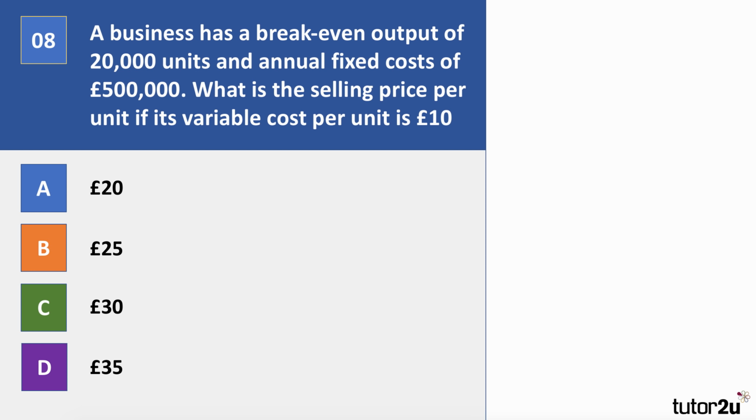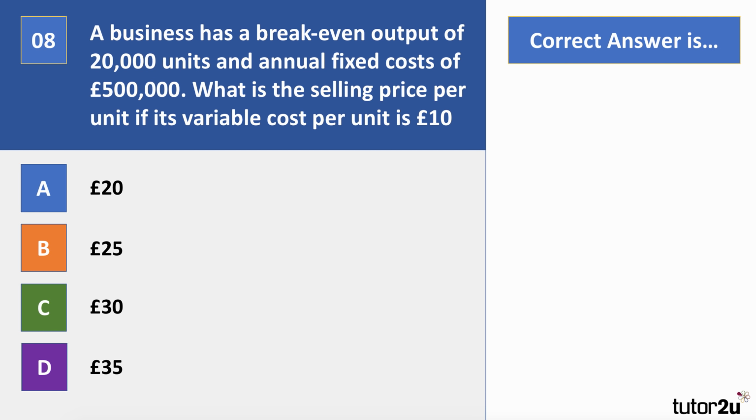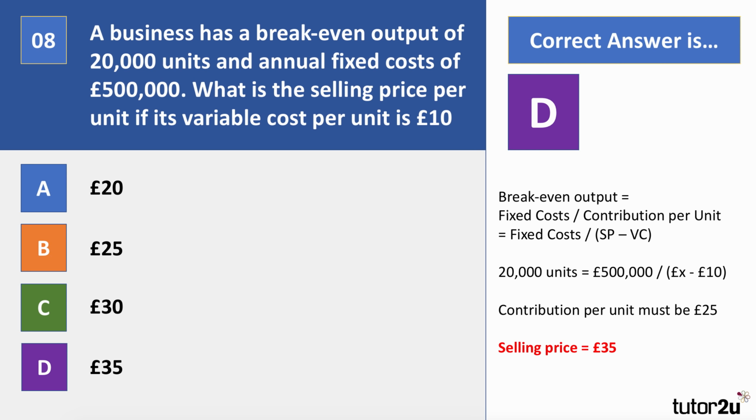The break-even formula can be examined in lots of different ways. It's just a question of working out which bits you've been given and therefore which bits are left to calculate. In this case, hopefully you worked out that the answer was D, £35 per unit. Let's have a look why.